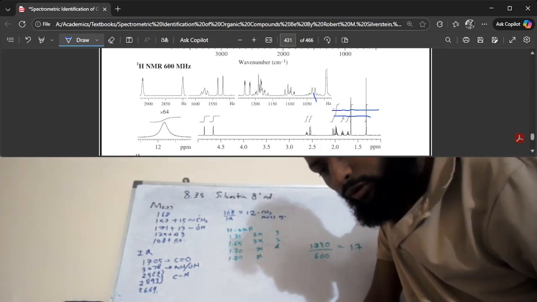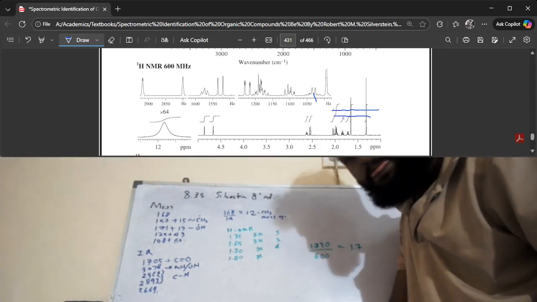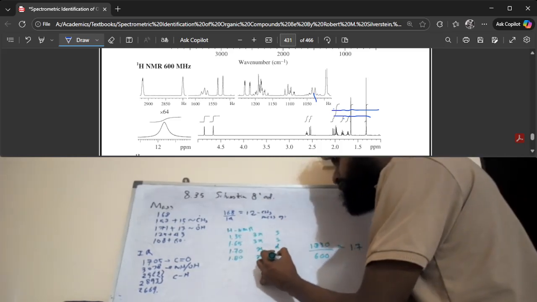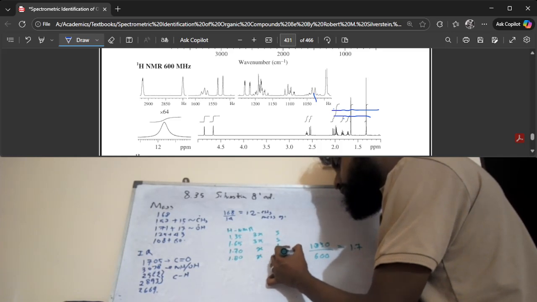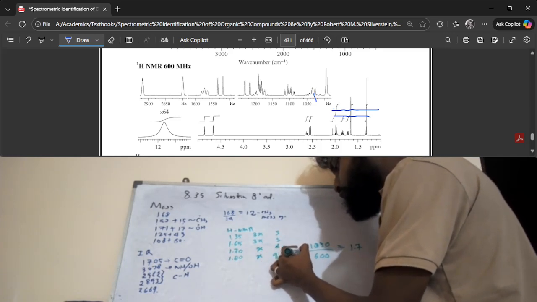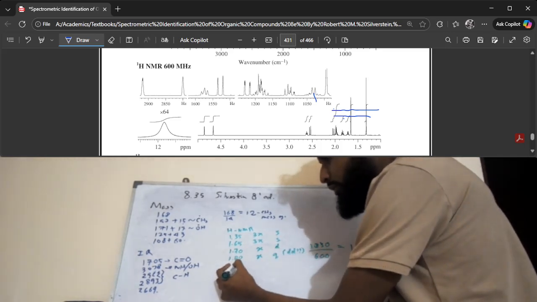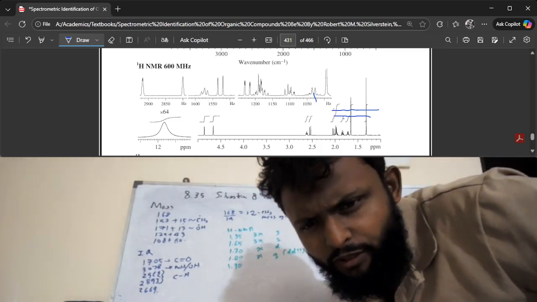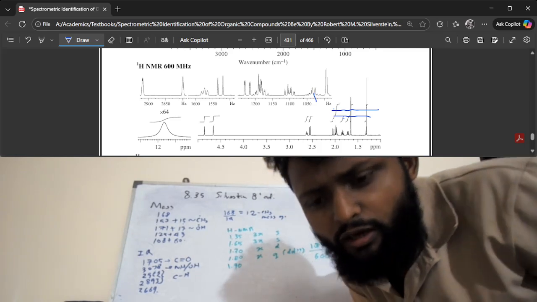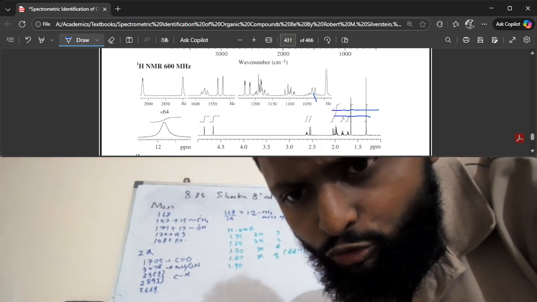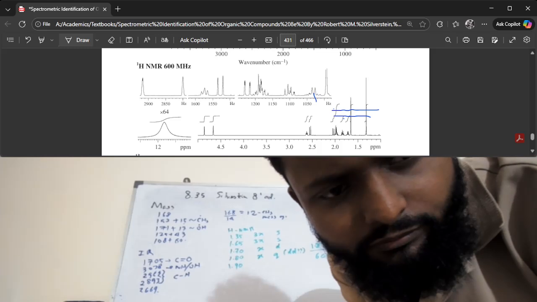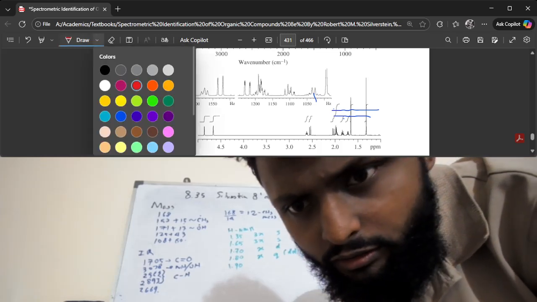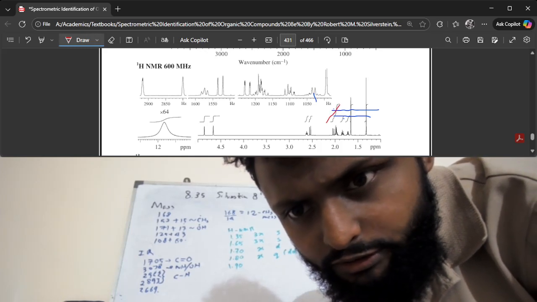So I'm going to call it a quartet, it looks like a quartet. So we just say it's a quartet, or maybe it's a doublet of doublets. I don't know that at this point in time. The next one is the 1.9. As you can see, there's only one integral that goes over the 1.9 range, one integral that goes over this entire range.